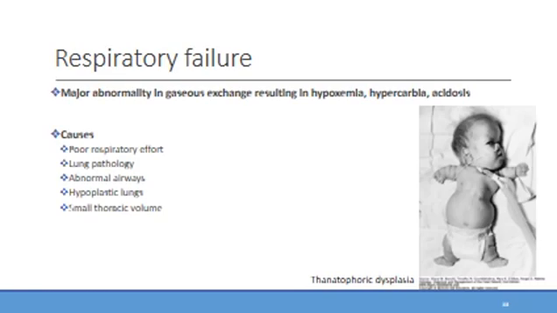Then a small thoracic volume for whatever reason. Examples here would be a baby with a large omphalocele or with thanatophoric dysplasia or chondrodystrophic dwarfism. The thorax might be malformed, and therefore the baby will also be less likely to survive.